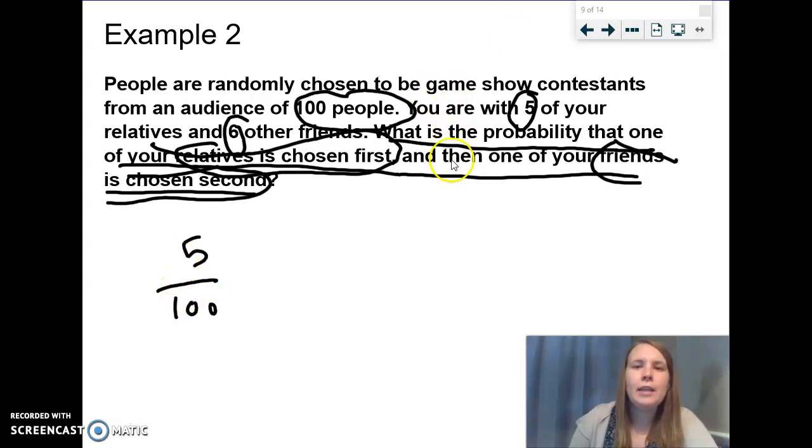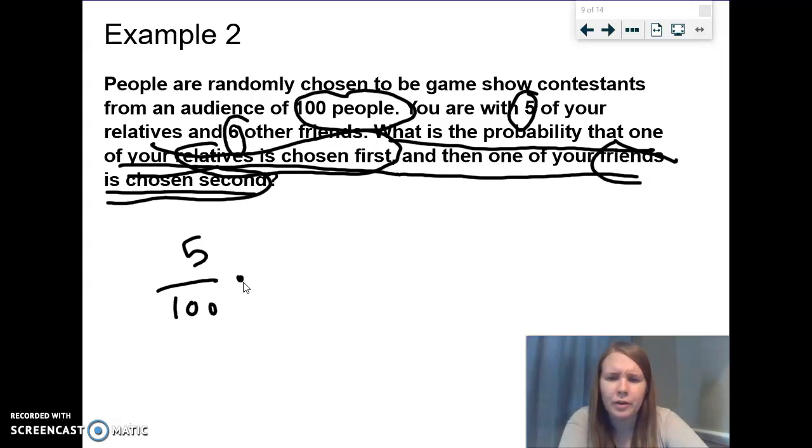And then it says, and then one of your friends is chosen second. If you've ever watched things like The Price is Right, what else pulls from the audience? I don't remember. What's the one where they dress up funky?